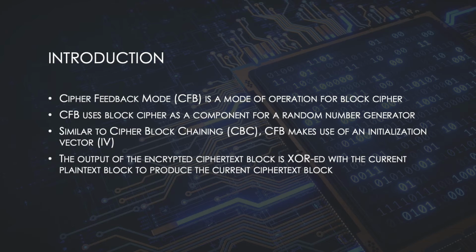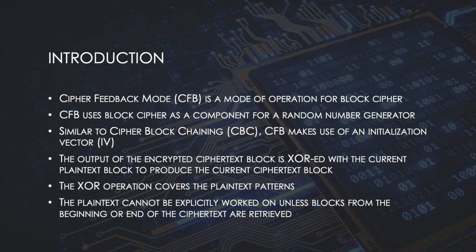The output of the encrypted ciphertext block is XORed with the current plaintext block to produce the current ciphertext block. The XOR operation covers the plaintext patterns. The plaintext cannot be explicitly worked on unless blocks from the beginning or end of the ciphertext are retrieved.